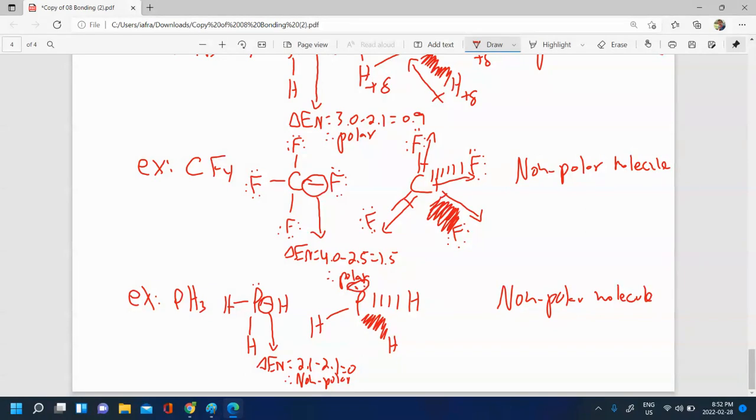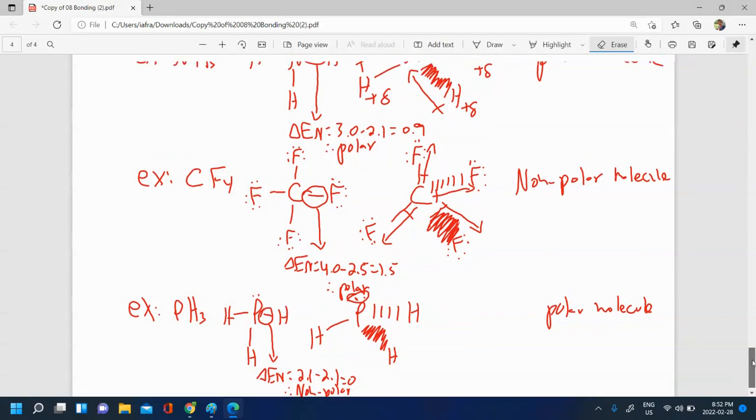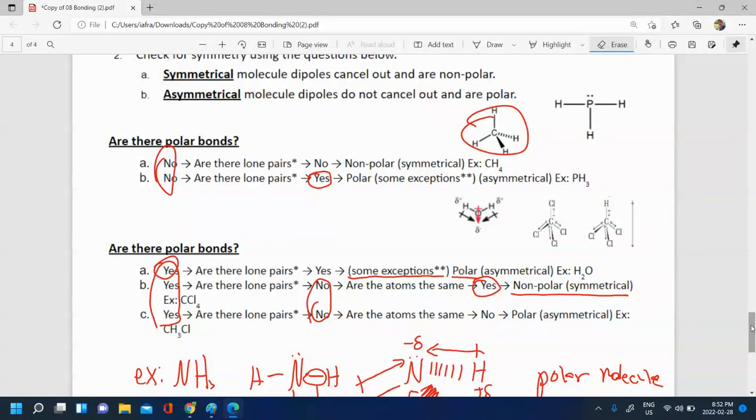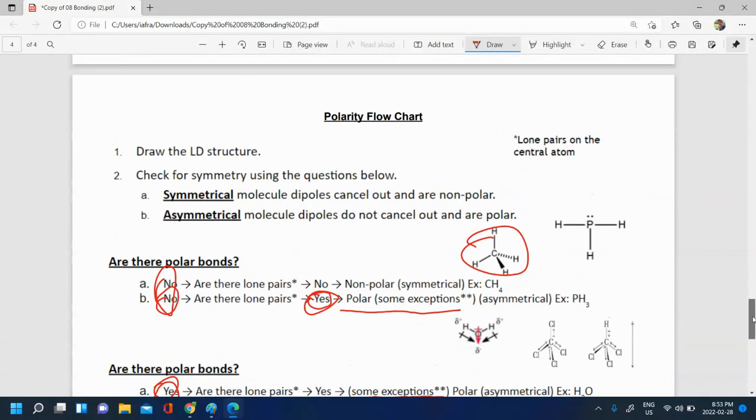polar, because of this lone pair over here, making the molecule asymmetrical and leading to an asymmetrical spread of the electrons overall. So you could have a molecule with only nonpolar bonds that's considered, I shouldn't say nonpolar, that's considered polar is what I want to write, because of the asymmetry caused by the lone pairs. So we don't have polar bonds, but there are lone pairs in the central atom, so it makes our molecule polar overall. So those are some practice problems related to determining if a molecule is symmetrical or asymmetrical.